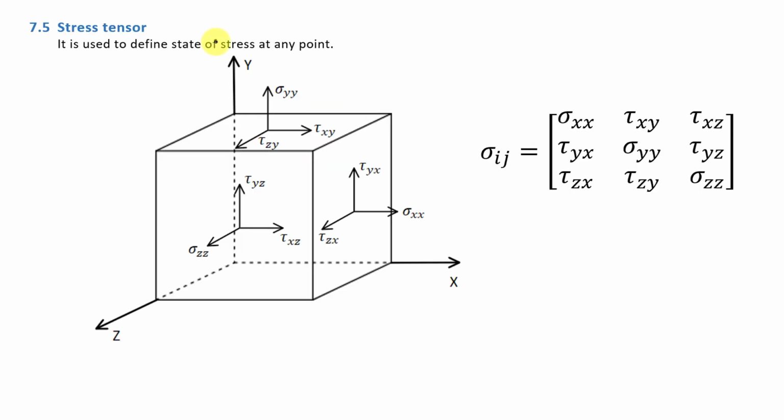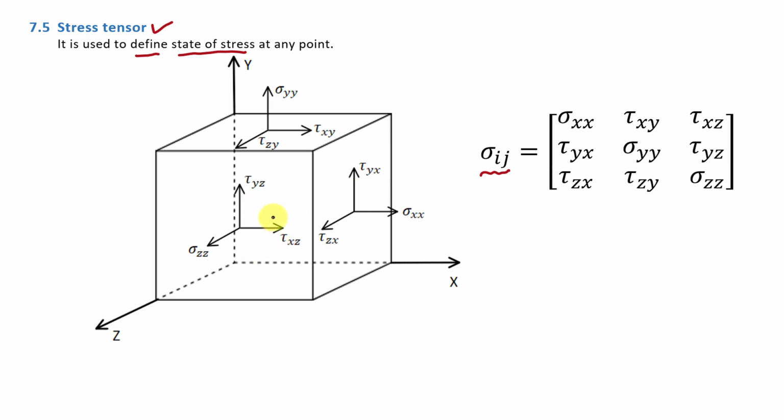Now this is the last topic of this chapter, that is stress tensor. This stress tensor is used to define state of stress at any point. Means we can represent state of stress at any point in the body by stress tensor. And here you can see that this is the stress tensor for this loading condition shown in this figure.